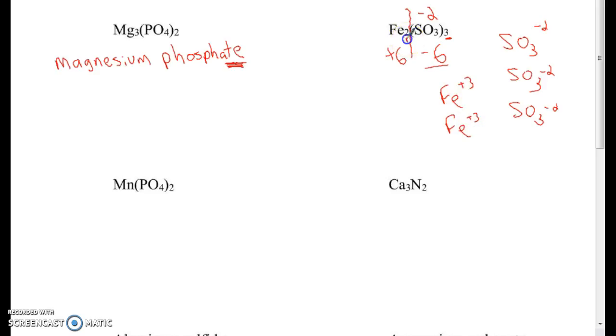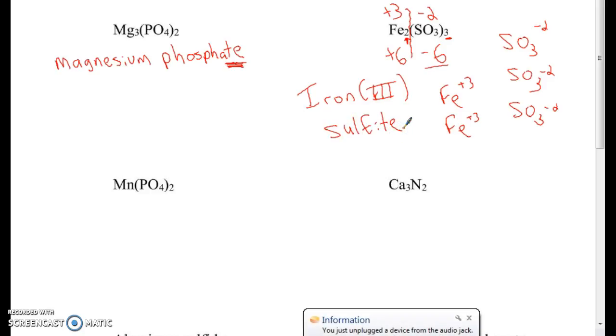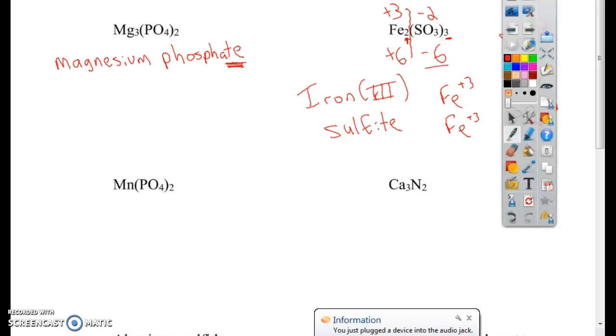Right? You can tell that because of that subscript of 2. So that means each iron is +3. So now when we name this, we have to take that into account. So you have iron(III), and SO3 is sulfite from your polyatomic ion list. So you get iron(III) sulfite. I'm going to scroll down a little bit.